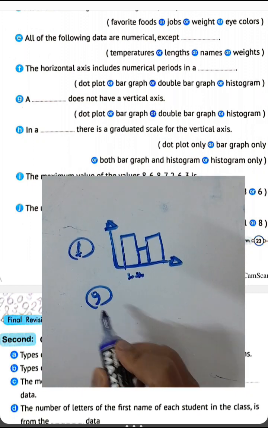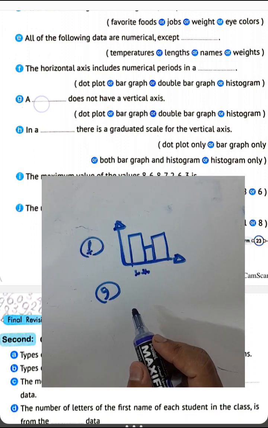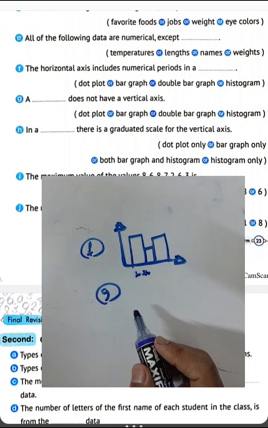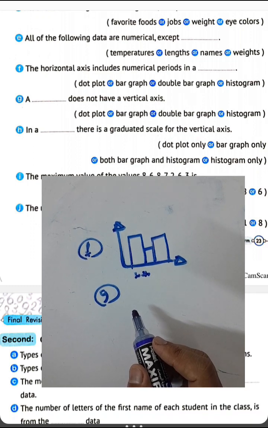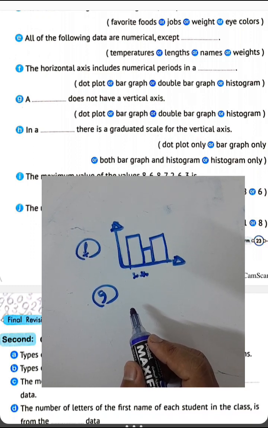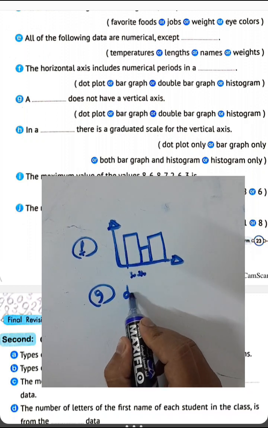Question letter G. A what doesn't have a vertical axis? We have dot plot. Dot plot doesn't have a vertical axis. Letter G, dot plot.